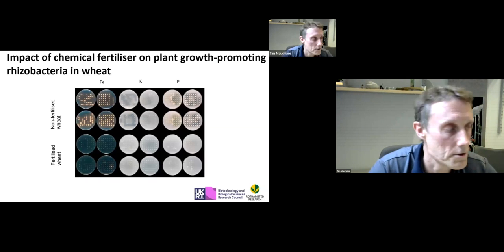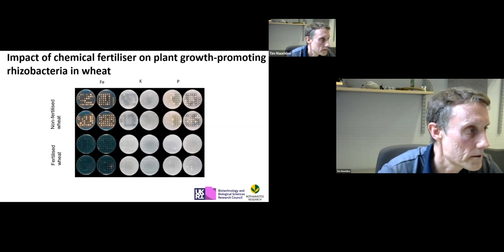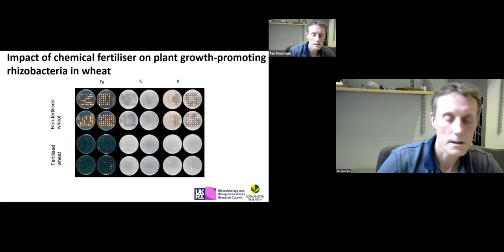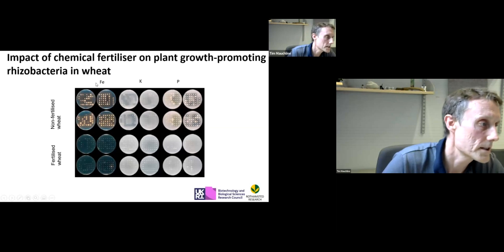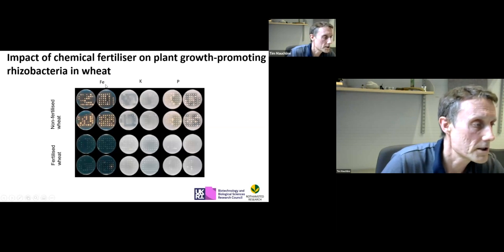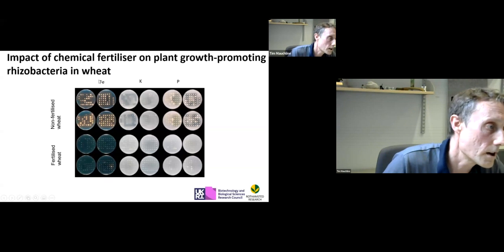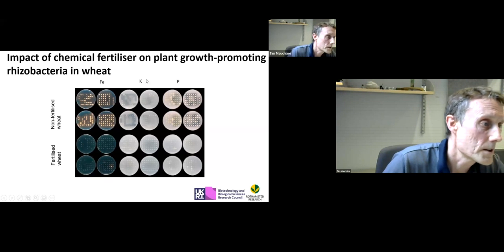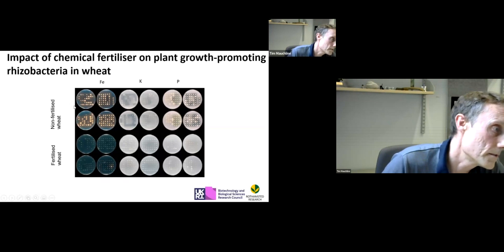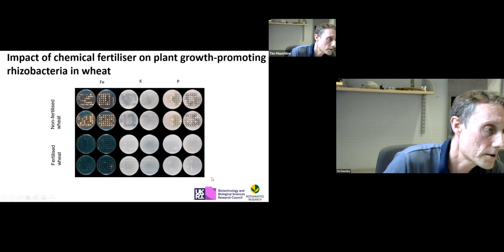What we were keen to do was look at the impact of chemical fertilizer on plant growth promoting rhizobacteria in wheat. These nice assays here just show the ability of these microbes to actually perform these functions. This particular slide shows iron, so siderophore production, potassium, and phosphorus. And if you see here, these are bacteria from non-fertilized wheat, and this is from fertilized wheat.